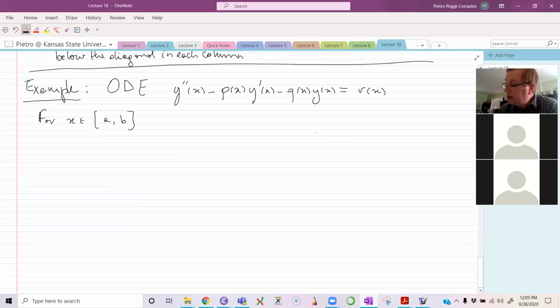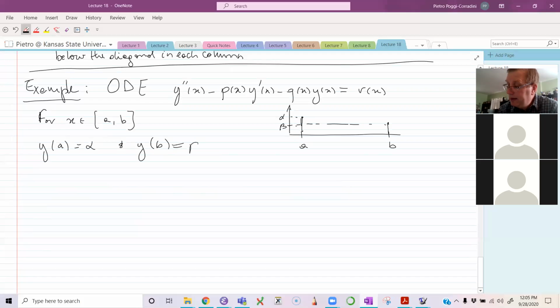And let's also assume that we fix the values of y to be alpha and beta. Okay, so y of a, we have some boundary data, and then otherwise we just want to solve this ODE.